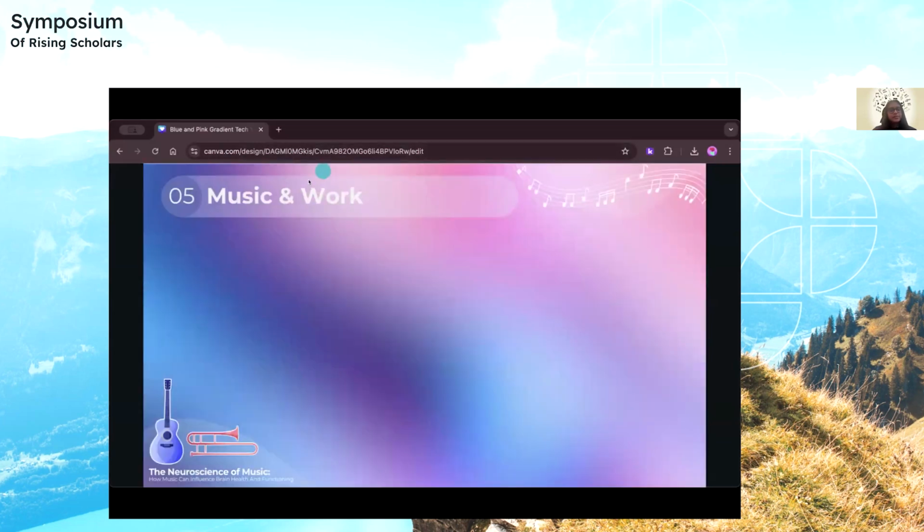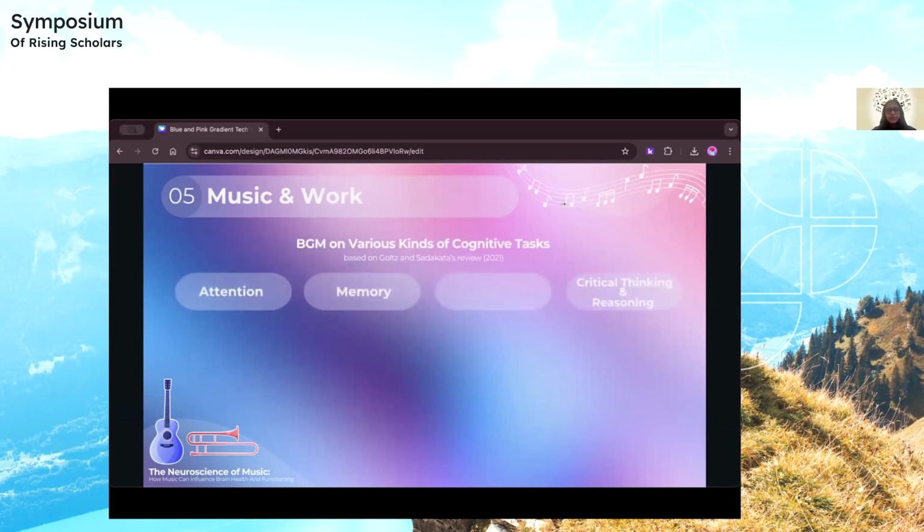Finally, an area I want to touch upon is music and work. There's a huge debate whether listening to music is going to help or hinder in the workspace, and I wanted to touch upon that to see what research has said. So here are four kinds of cognitive tasks that I was researching, and background music's effect on them. When we look at attention, many studies have shown that background music has a positive effect on concentration and attention for participants, but it really depends on the preference for music and how much the music actually affects an individual's arousal.